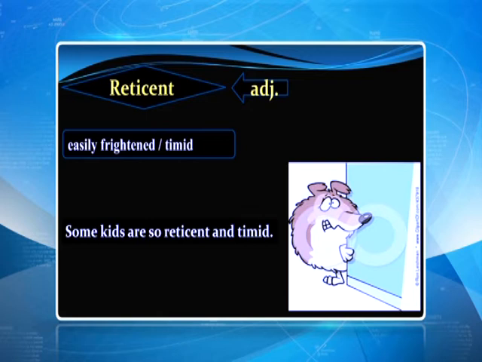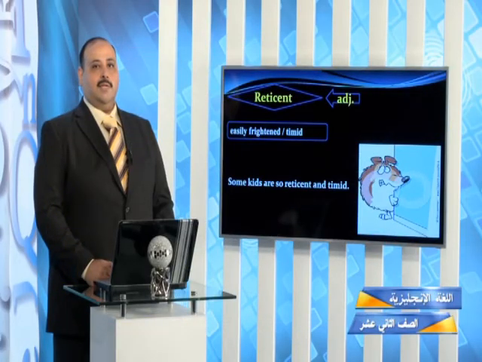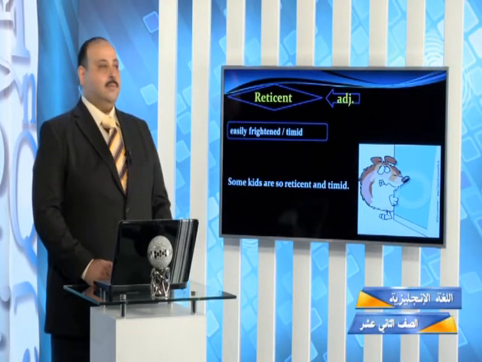Easily frightened, timid. Some kids are so reticent and timid. So the example is very clear also. When we talk about little kids, when they see strange people, when the light goes off, what happens? They feel reticent. That's good. Let's move to another word.